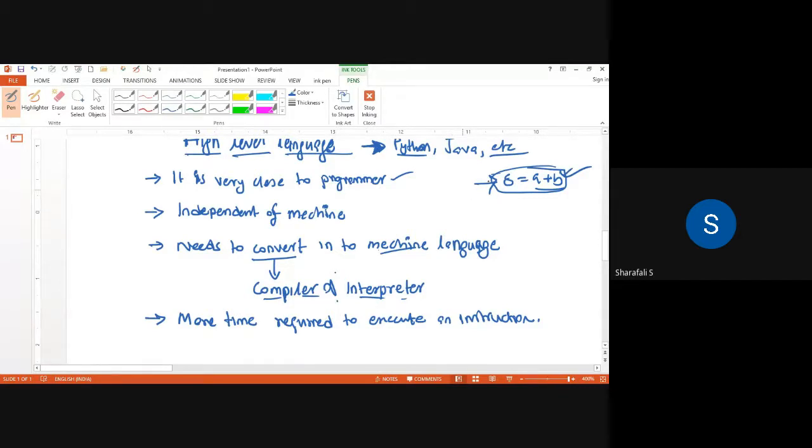If we are using these high level languages, they can be understood by the programmer very easily, but they will not be understood by the machine. So we have to convert that particular program into machine language, into binary codes like 110 and so on. And if you want to convert that particular code into machine language, then we need this compiler or interpreter when you are converting that high level language into machine language.